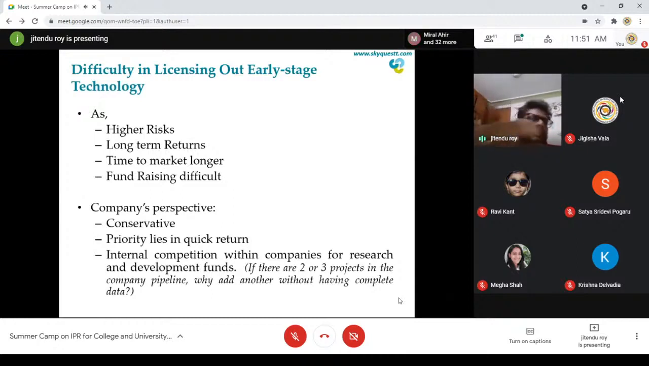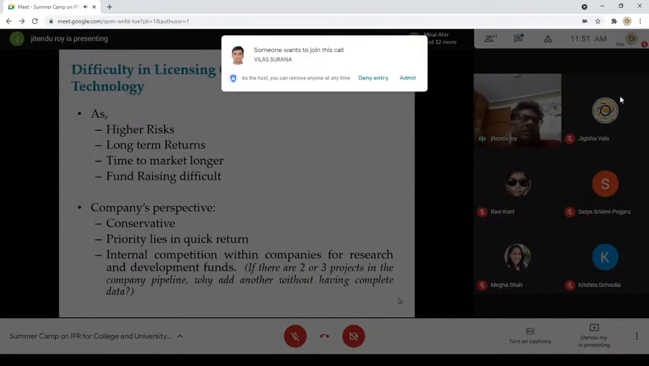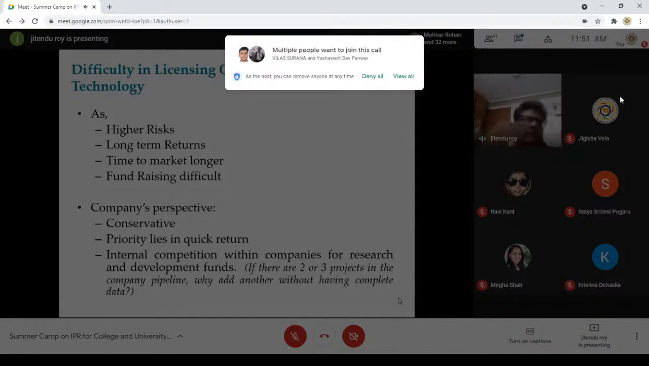And as I mentioned, I have already mentioned higher risk, long-term returns and time to market longer. Fundraising is always difficult in the development process. That's why you need big farmers to come in. Then companies' perspective, they are always conservative. उनको लगता है कि हर मॉलिक्यूल फेल ही होने वाला है, because that has been their life. Priorities lies in quick return.